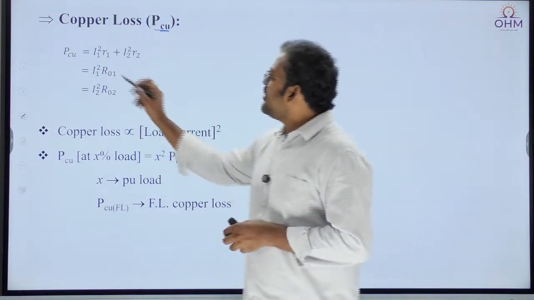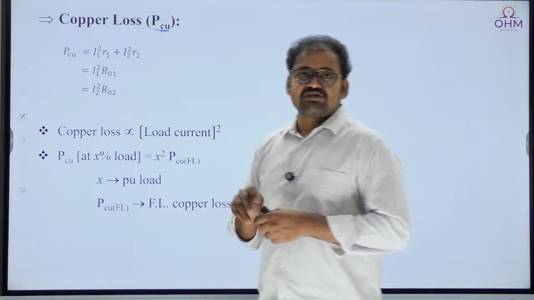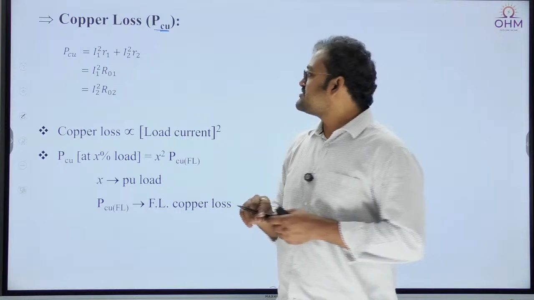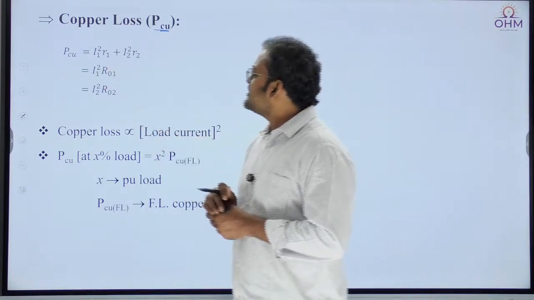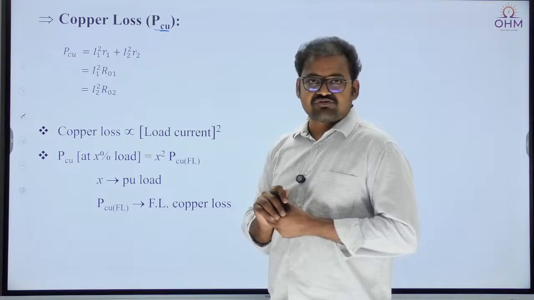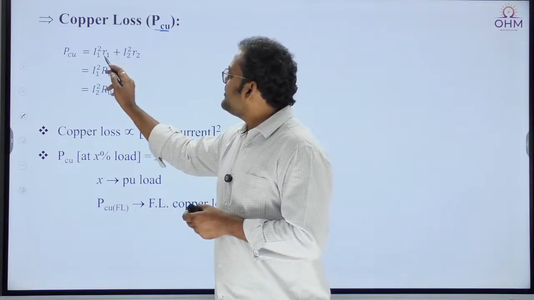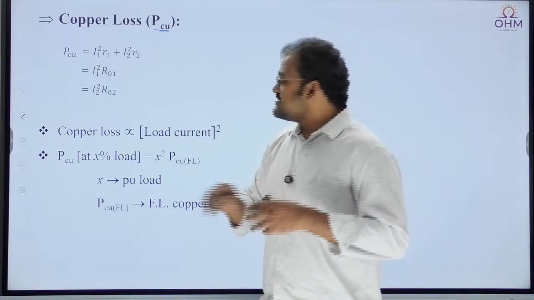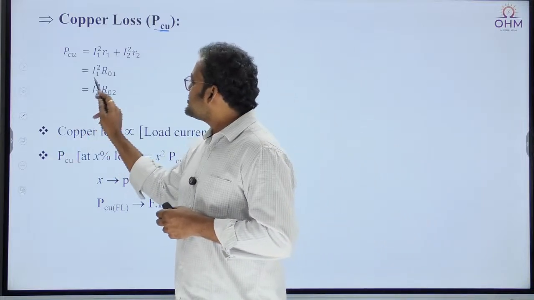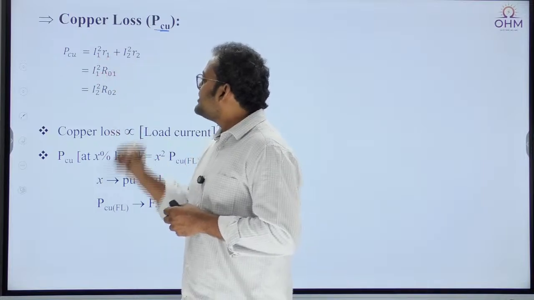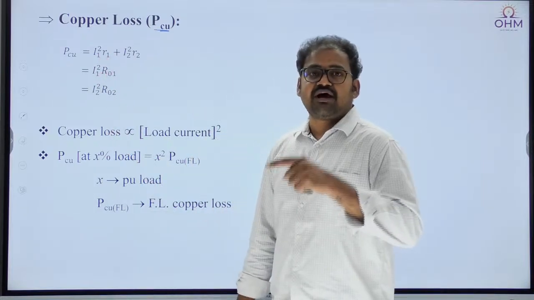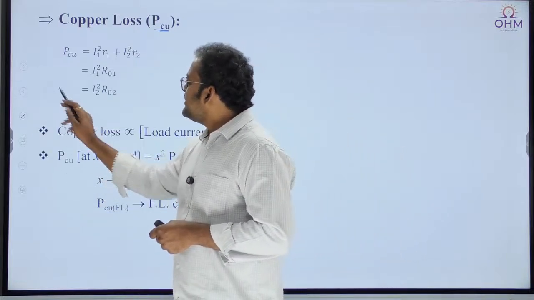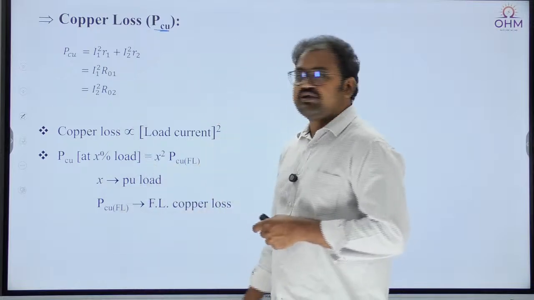So you can express copper loss in different ways. If the primary resistance is on the primary side and the secondary resistance is on the secondary side, then the formula for copper loss is I1 square R1 plus I2 square R2, where R1 is primary resistance and R2 is secondary resistance. If the entire resistance is referred to primary, the formula will be I1 square R01. If the total resistance is on secondary, the formula will be I2 square R02.